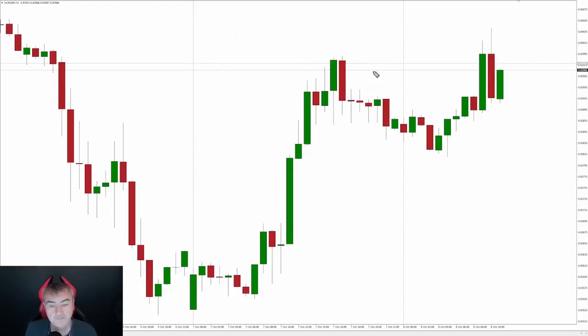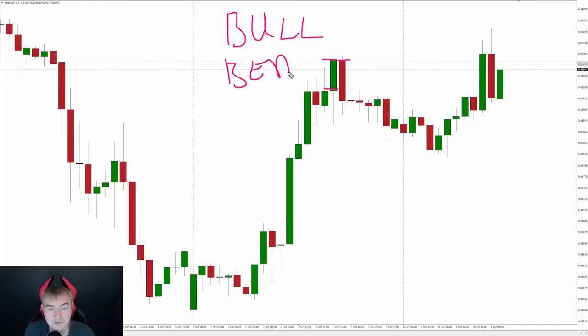Yeah, so you've got bull candles and you've got bear candles. You've also got indecision candles. So these are the three types. It's bullish, it's bearish, or it's an indecision. And an indecision candle is neither bullish or bearish.